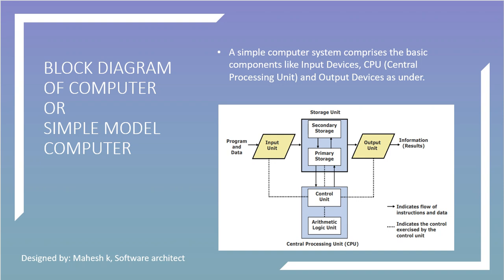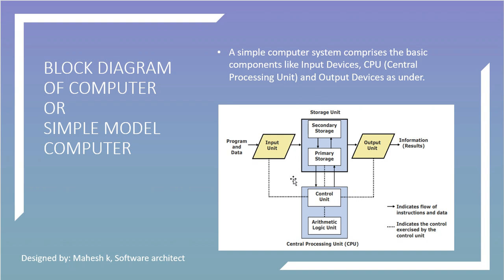A simple computer system comprises the basic components like input, output, and CPU. So three things we need to understand first: input, CPU, and output device. The CPU has a few parts. You can see in the CPU, the first one is called input, which is data provided by the users from any input device like keyboard, mouse, or any other input device.